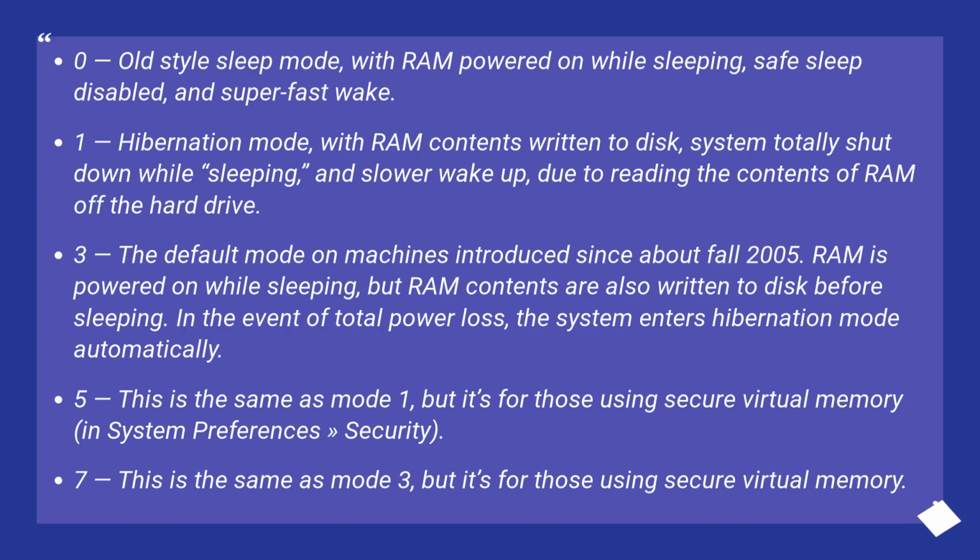Three: the default mode on machines introduced since about fall 2005. RAM is powered on while sleeping, but RAM contents are also written to disk before sleeping. In the event of total power loss, the system enters hibernation mode automatically. Five: this is the same as mode 1, but it's for those using secure virtual memory, in System Preferences Security. Seven: this is the same as mode 3, but it's for those using secure virtual memory.